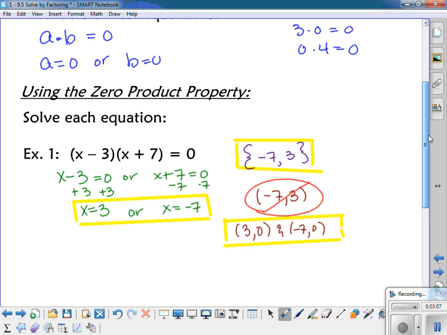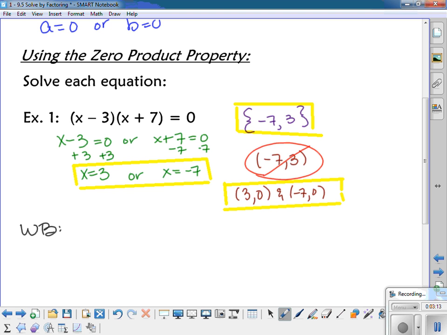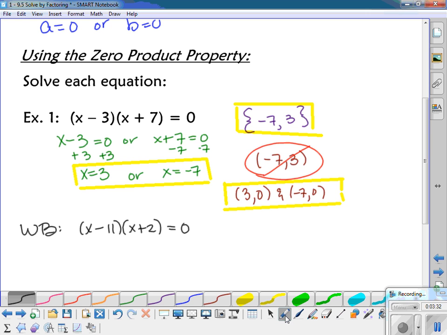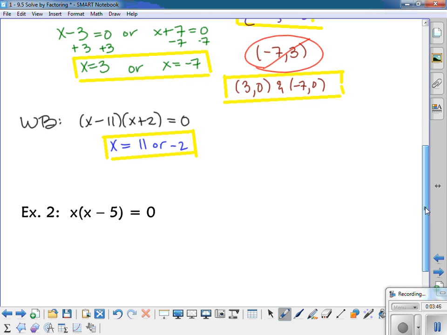Alrighty, so now it's your turn. I've got one for you guys to do on your whiteboards. Alright, so it looks like most of you guys had it. X was equal to 11 or negative 2. Alrighty, moving on. This is for your notes.